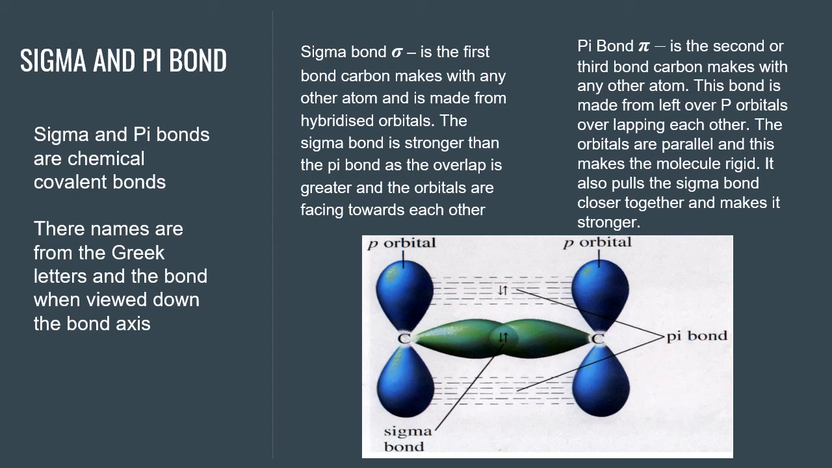This is made from the leftover p orbitals overlapping each other. These orbitals are parallel. This makes the molecule more rigid and pulls a sigma bond closer together. It takes less energy to break a pi bond. Please see the diagram below to look at where the orbitals are situated and how the bonds are made.